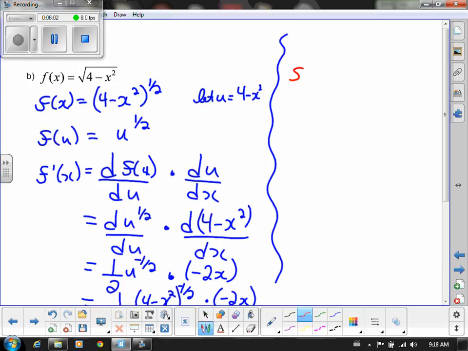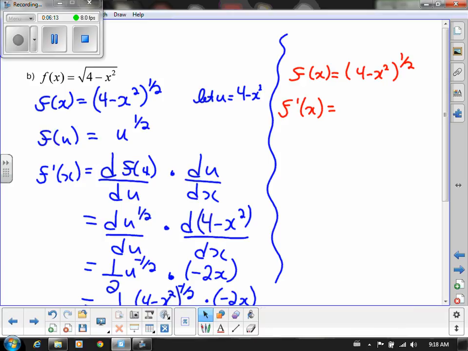So I'm starting from the original function. So I have (4 minus x squared) to the power of 1/2. So f prime of x. The first thing that I'm going to do is deal with that outside exponent. So I'm going to have 1/2 times (4 minus x squared) to the negative 1/2 multiplied by the derivative of the inside.